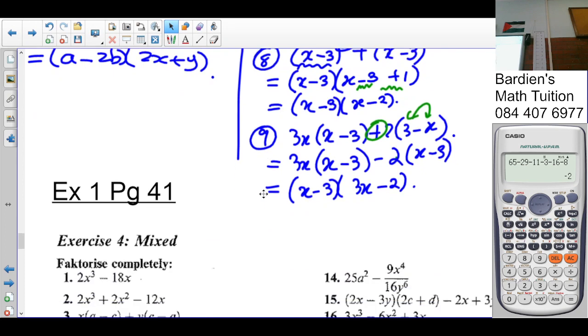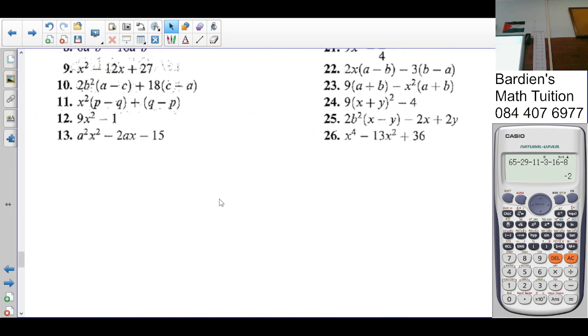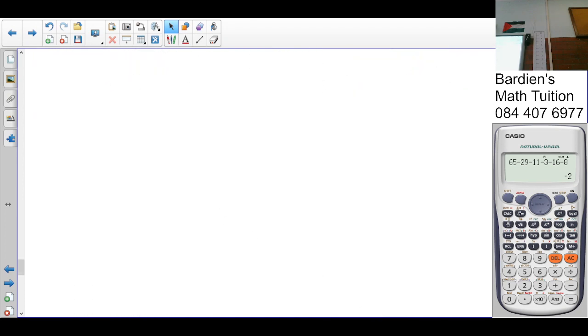Okay. So that basically brings us to the difference of two squares. This is type 2. The subheading is difference of two squares.